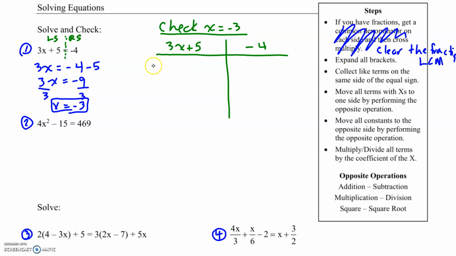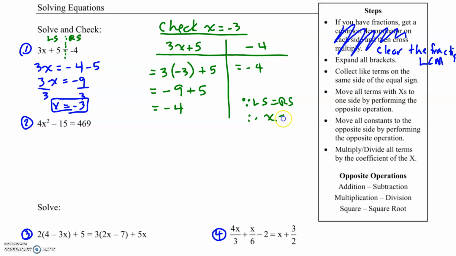So now we're going to check by subbing in -3 into where x is. So I have 3 times x, which will now be 3 times -3 plus 5. And 3 times -3 is -9 plus 5. We'll just solve this using BEDMAS. -9 plus 5 is a -4. On my right side, I have nothing to solve, it's just -4. So now I can make a conclusion. Since left side equals right side, therefore x equals -3. We know we did it correct.